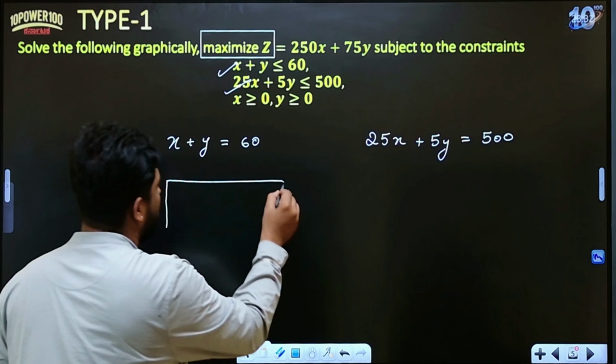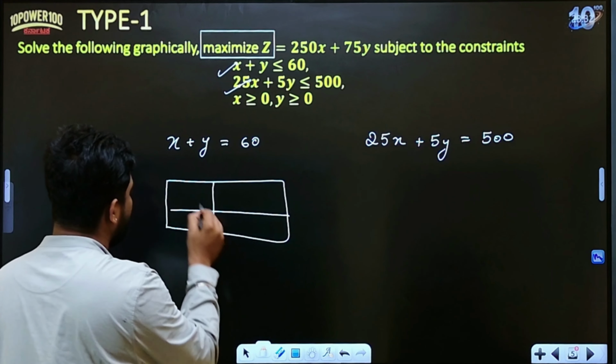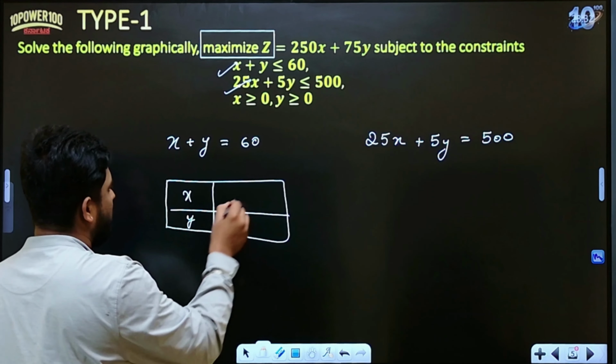Just make a box with x, y. Here also it's simple, x, y. Only two coordinates are enough. Now when x is equal to 0, what is the y value? Sorry, when x is equal to 0, y value is 60. Next, when y value is 0, x value is 60. Correct? That's it.